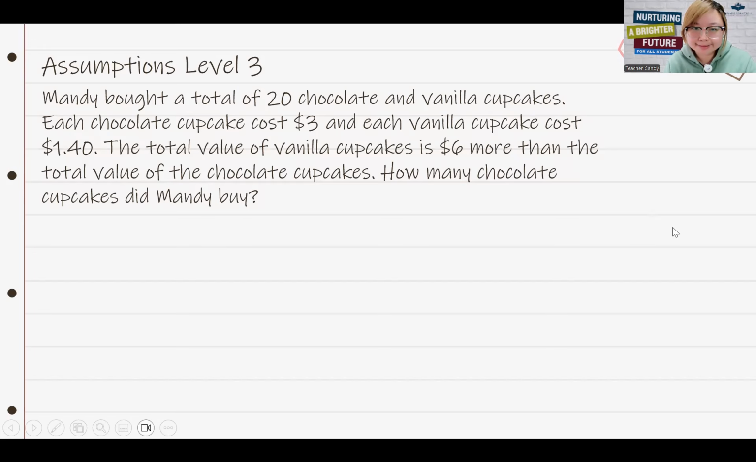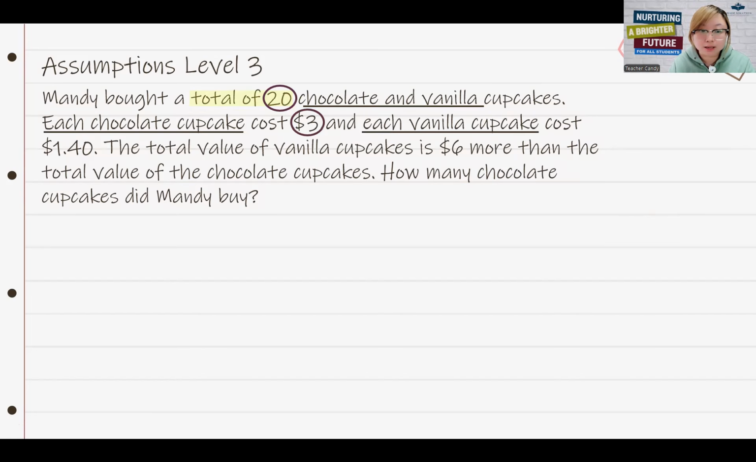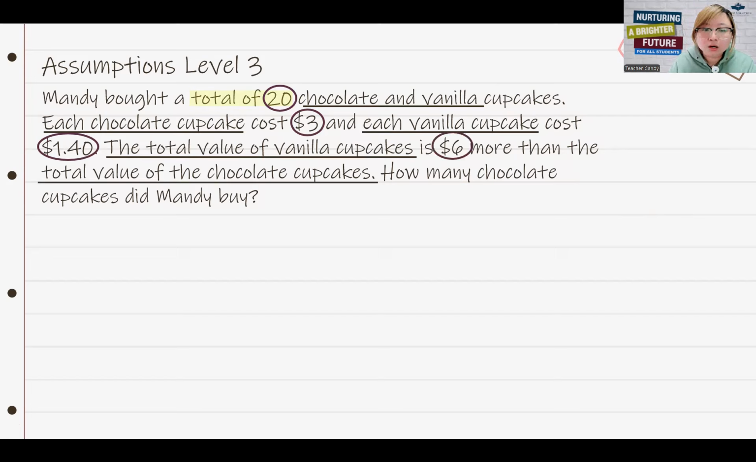Alright, let's take a look at this question. Mandy bought a total of 20 chocolate and vanilla cupcakes. Each chocolate cupcake costs $3. Each vanilla cupcake costs $1.40. The total value of vanilla cupcakes is $6 more than the total value of the chocolate cupcakes. How many chocolate cupcakes did Mandy buy?